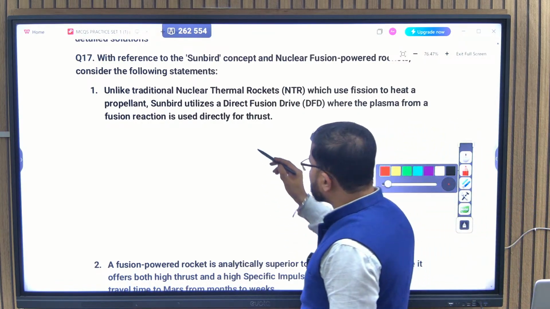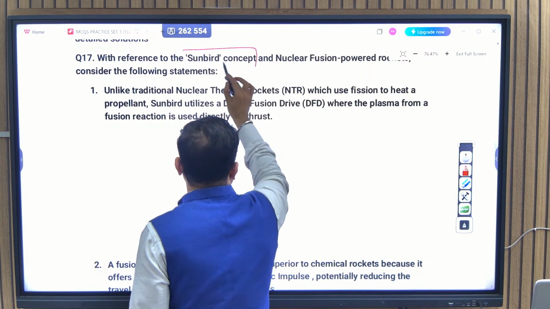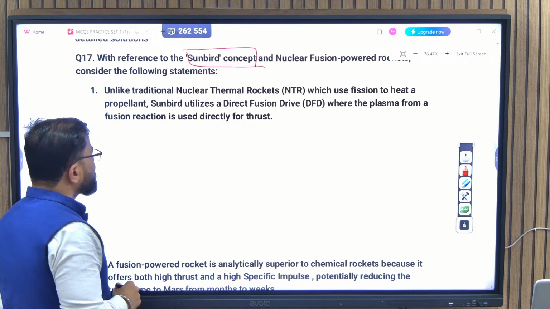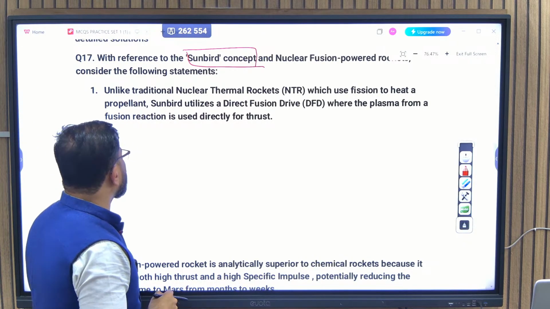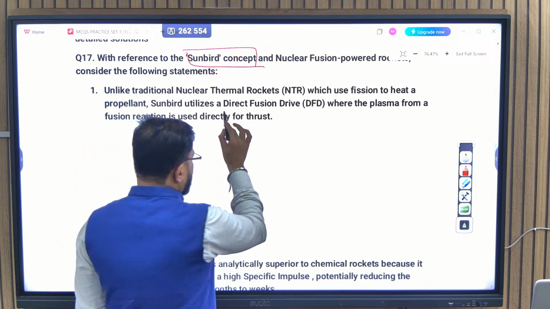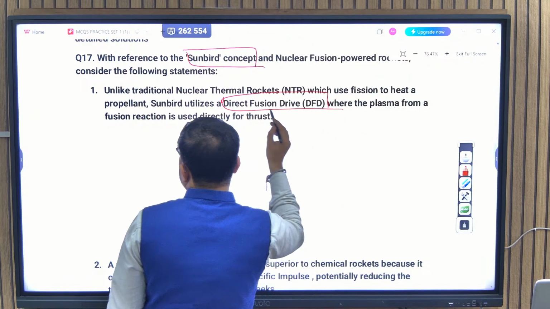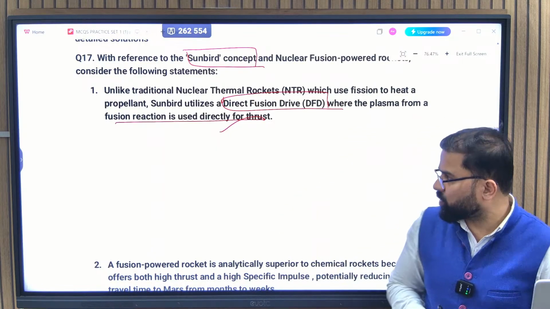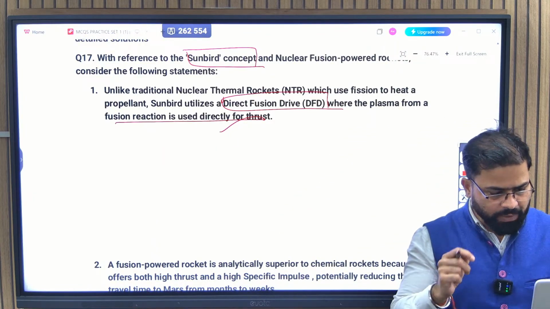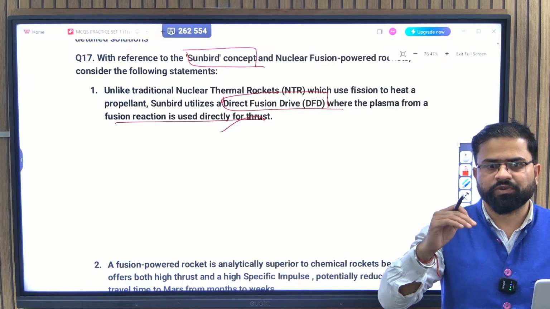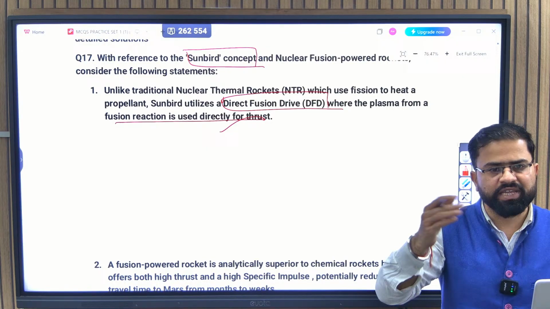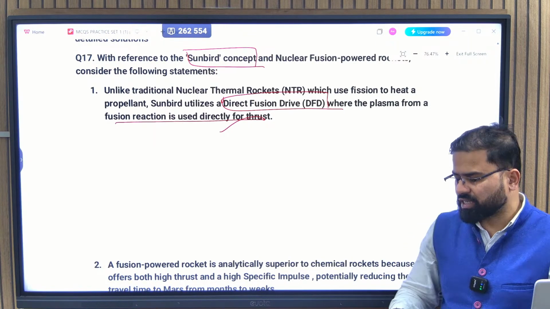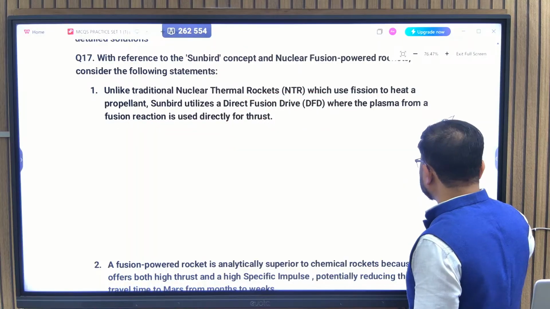Question number 17. Sunbird concept. We have discussed the Sunbird concept, a nuclear fusion powered rocket. Consider the following statements. Unlike traditional nuclear thermal rockets which use fission to heat the propellant, Sunbird utilizes a direct fusion drive where the plasma from the fusion reaction is used directly for thrust. That means with the help of fusion reactions we can propel the spacecraft. Along with that, electricity can also be generated. The first statement is correct.